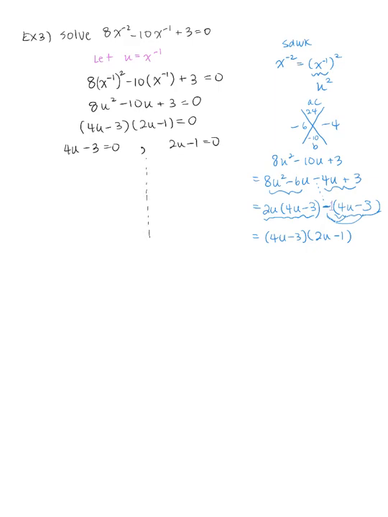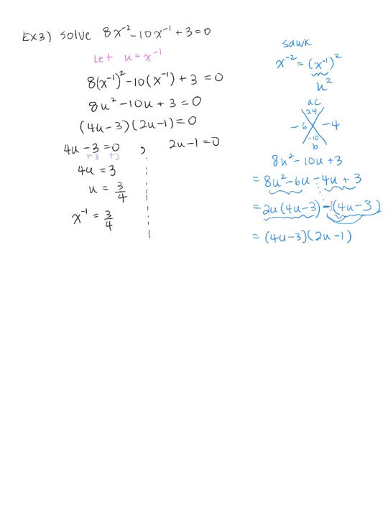So adding 3 to both sides, here you're going to have 4u equals 3. Sorry, I shouldn't skip any steps. Here we go. And dividing by 4, you're going to have u equals 3 over 4. But our original equation was in terms of x. So now we need to go back and replace our u with x to the negative 1. So this implies that we're going to have x to the negative 1 equals 3 over 4.